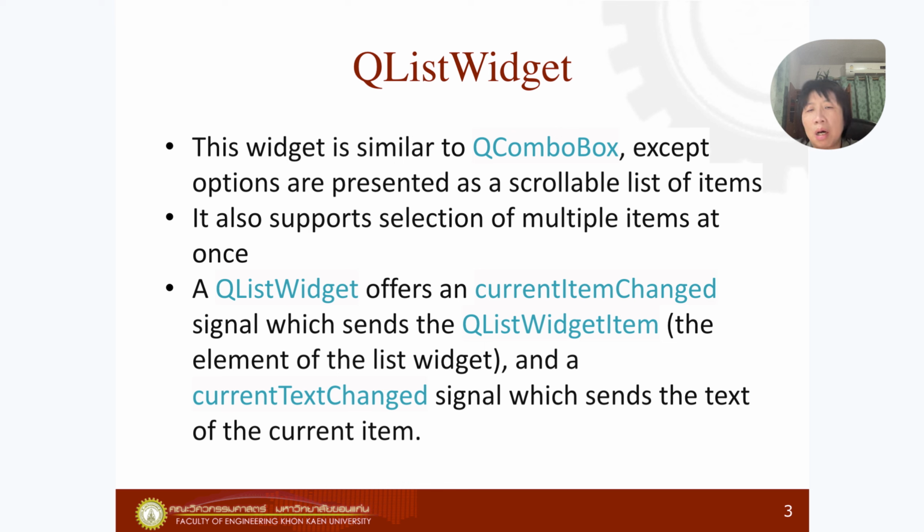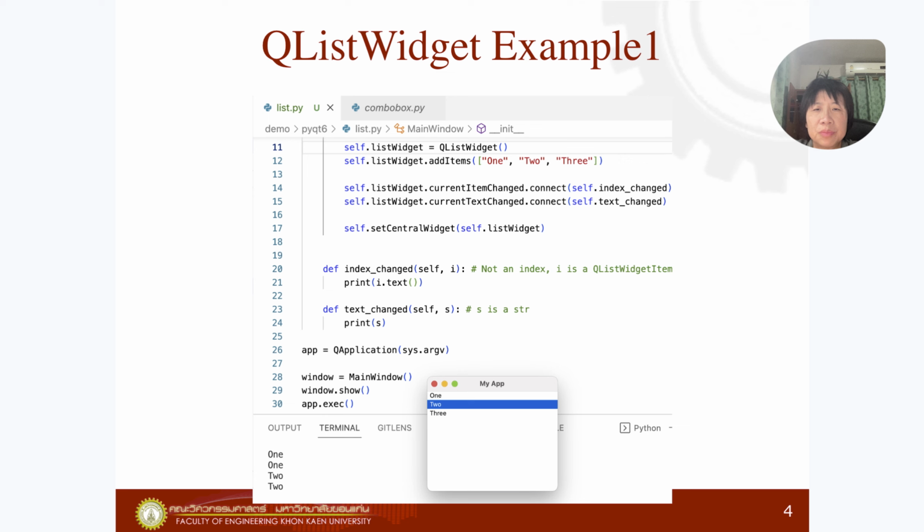So a QListWidget offers a current item change signal, which sends the QListWidgetItem, the element of the list widget, and a current text change signal, which sends the text of the current item. And this is an example of a QListWidget where you can see that we have three items, one, two, three, right? And here we have the signal current item change, which connects with the index change method, and the current text change signal, which connects with the text change method.